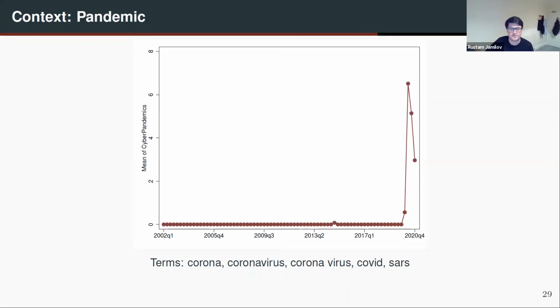And finally, the final category that we have is the pandemic, so coronavirus, COVID. It's a separate validation check. We want to make sure that we get zeros everywhere except for the COVID pandemic. So then we see the spike in 2020, and it should be there, and it should be zero elsewhere. So it's another easy, quick way to validate the algorithm.